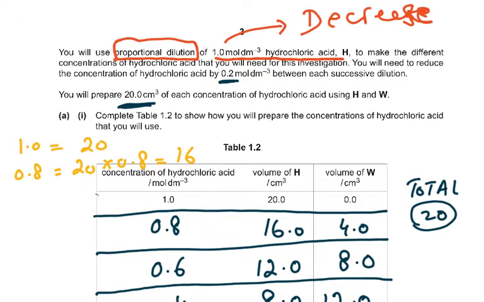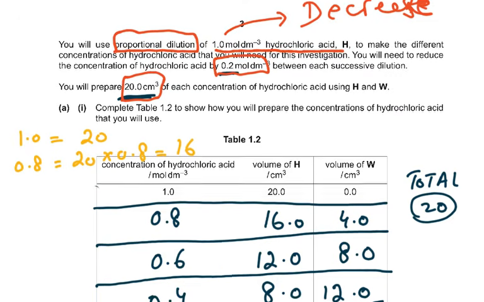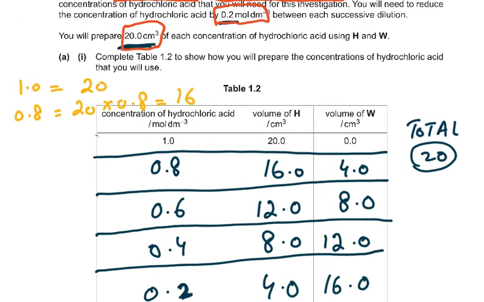To make the different concentrations of HCl that you will need for this investigation, you will need to reduce the concentration by 0.2, and you will have to prepare 20 cm³ of each concentration, using H and W. Now you can see here, I've done this for you. When it was 1 mole, 20 was H, and the water was 0. Now look, they write 0.0, so you do it to one decimal figure.